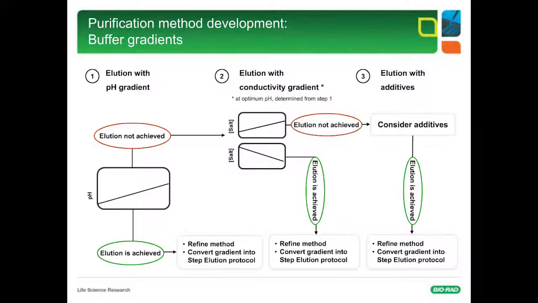And sometimes the purification could be more challenging, and you cannot just change pH and sodium chloride concentration in your buffer to achieve the separation you want. At this time, we may need to add additives, which I will give you more examples of later. But anyway, once you get enough knowledge, it's very easy to convert a gradient purification into a step elution.